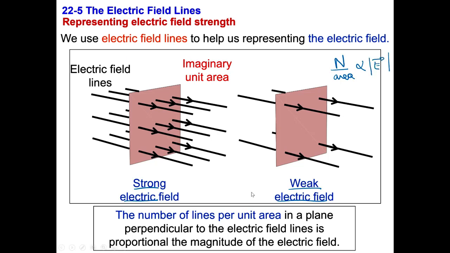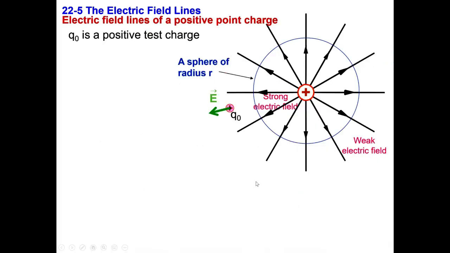All right, so let's look at a couple of examples. Here is, for example, a positive charge. If you bring a positive test charge, Q0, we can measure the force on it. So this is the force. The electric field is pointing in the same direction as the force on the positive test charge. So this is the electric field.